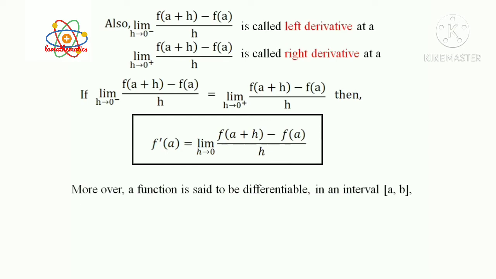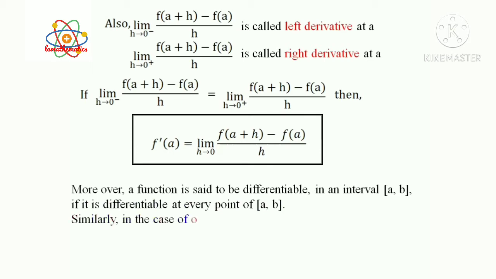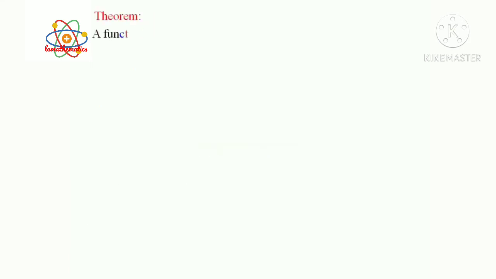Moreover, a function is said to be differentiable in an interval a b if it is differentiable at every point of the closed interval a b. Similarly, in the case of an open interval a b. Theorem. A function f is differentiable at a point c, then it is also continuous at that point.